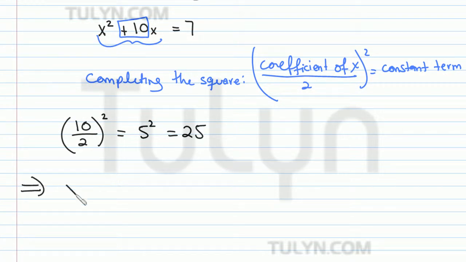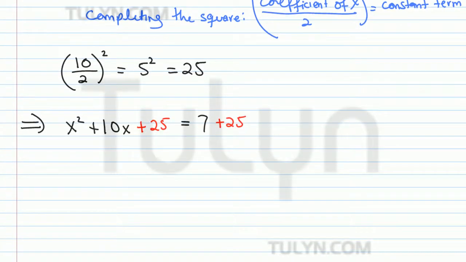So now, since we want to complete the square on the left, we want to add 25 to the left side of the equation. But since we want to keep the equation balanced, in order to do that, we have to add a 25 to the right side of the equation as well. So, on the left, x squared plus 10x plus 25 turns into x plus 5 times x plus 5, right? Which is also known as x plus 5 squared. And then on the right side, we get 25 plus 7, which is 32.